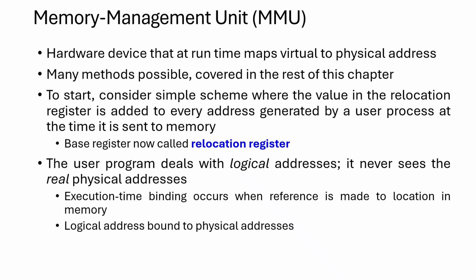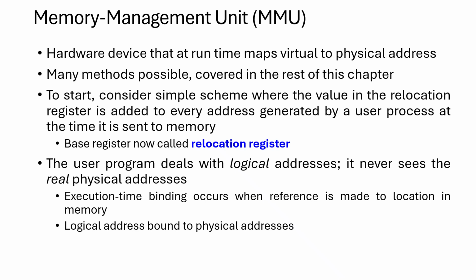To start, consider a simple scheme where the value in the relocation register is added to every address generated by a user process at the time it is sent to memory. The base register is now called the relocation register because usually you add it with the base value. Now the relocation register has the starting address where the program is going to be relocated. The user program deals with logical addresses. It never sees the real physical address.